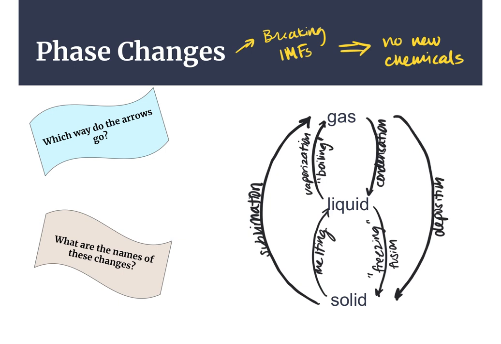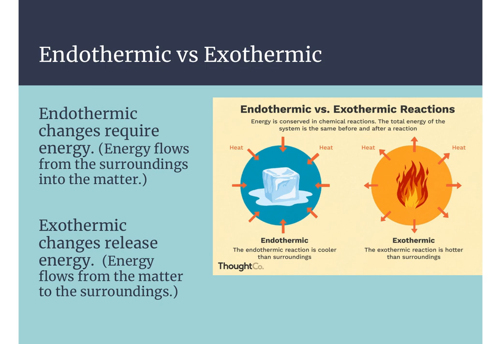Okay, so all of these state changes you need to know. So you need to know this whole thing that I just drew on here. You have to know which direction the arrows go, and basically all the different ways that matter can exist and change in these different phases. So what's the difference then between an exothermic and an endothermic?